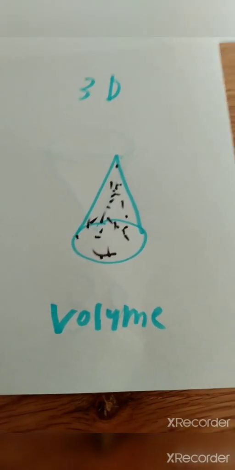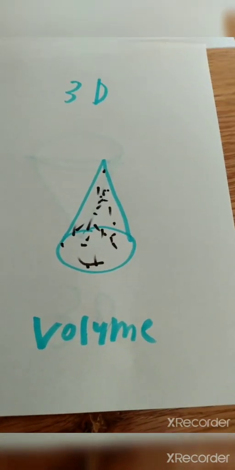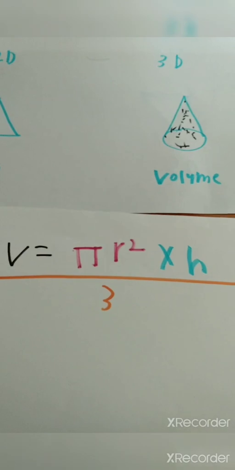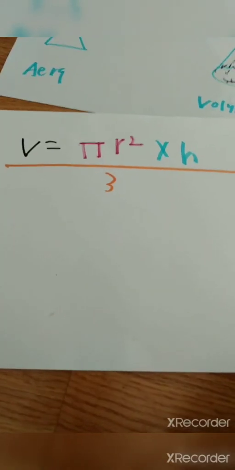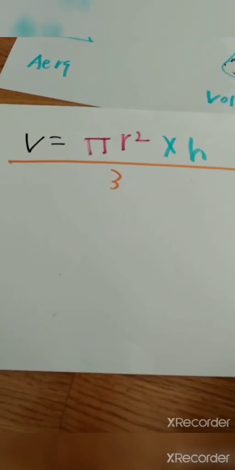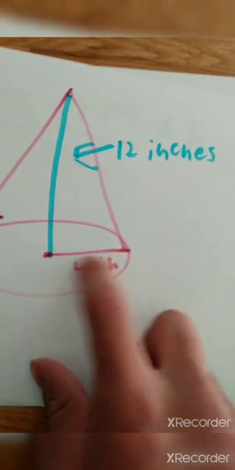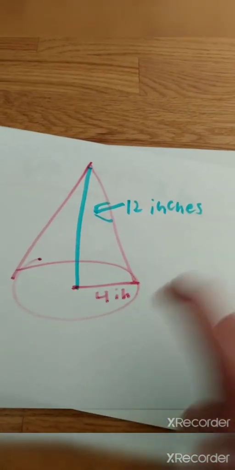It's working! To find what's inside a cone, there is a formula that can help us find what the volume is. And that formula is volume equals pi r squared multiplied by height divided by 3. Let's do the math. Here's the example problem. The radius is 4 inches and the height is 12 inches. What's the volume of this cone?